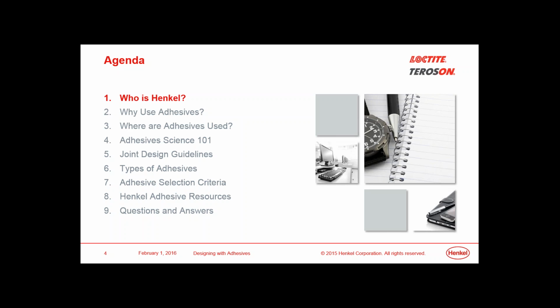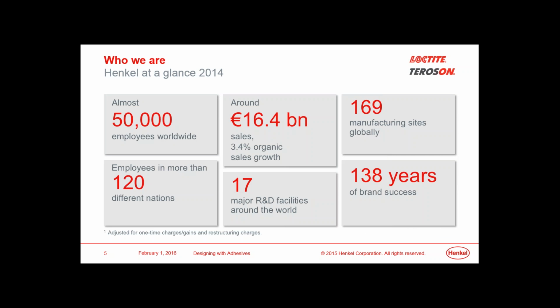So first, who is Henkel Corporation? Our global headquarters is based in Dusseldorf, Germany, and we started the company in 1877, about 140 years ago, and we have grown to almost 50,000 employees worldwide, of which we have about 6,000 employees here in the U.S.